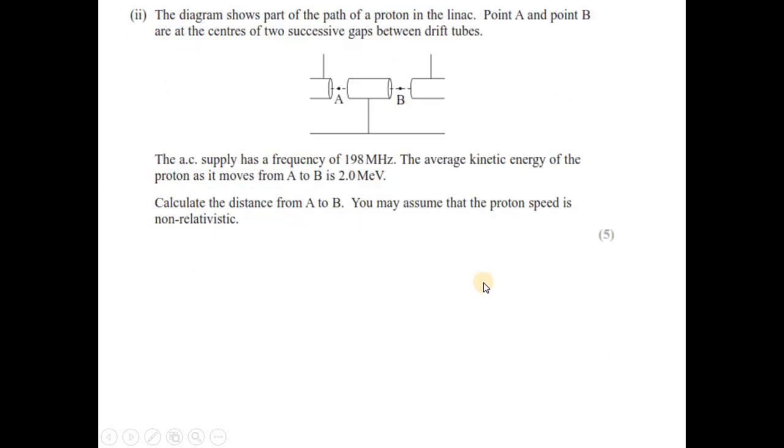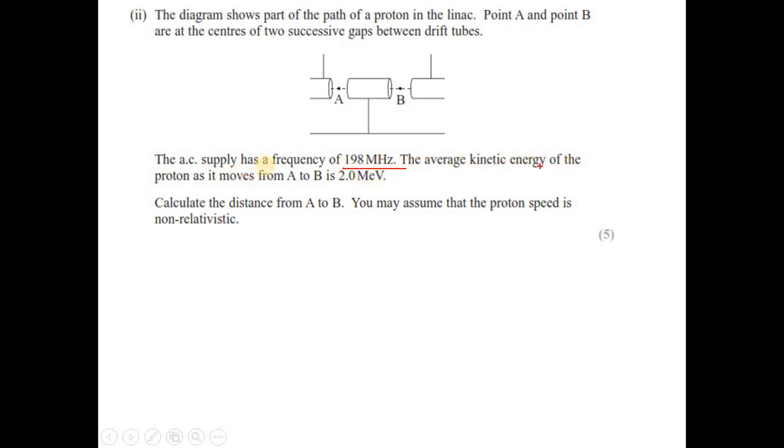The diagram shows the path of a proton in the linac. Point A and point B are at the center of two successive gaps between drift tubes. These are the 2 points in a single tube. The AC supply has a frequency of 198 million hertz, or megahertz.